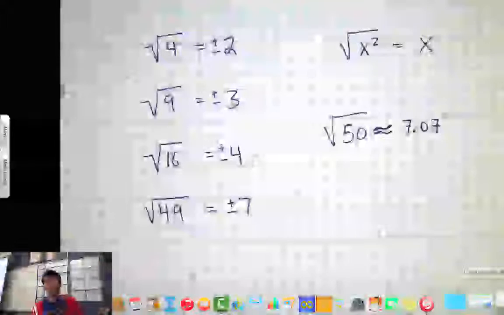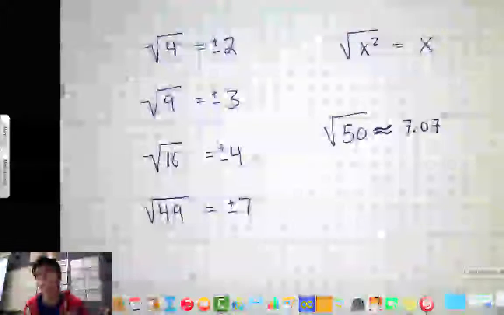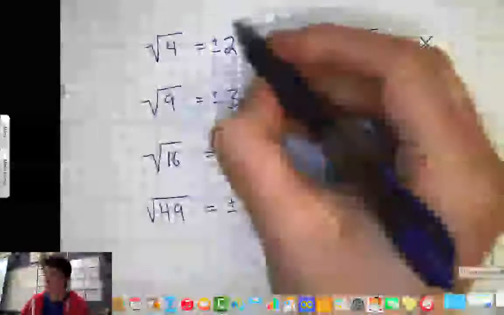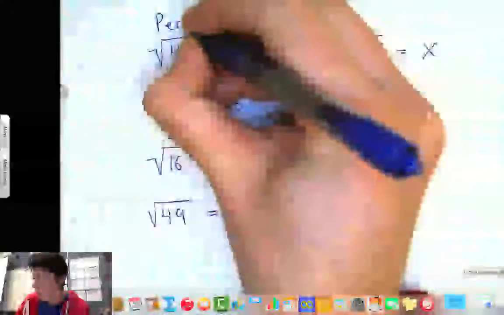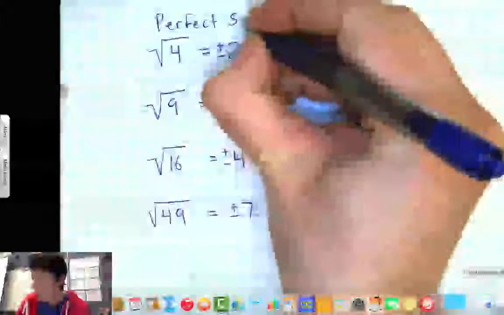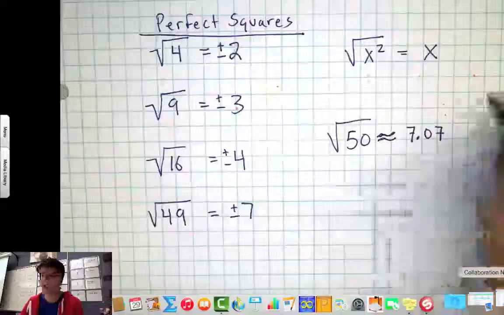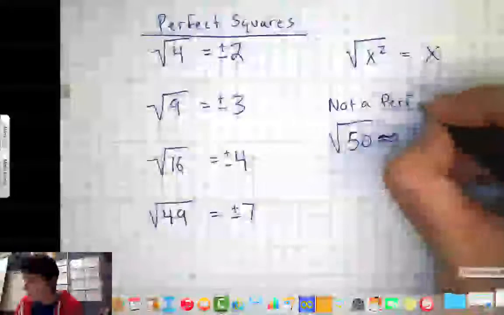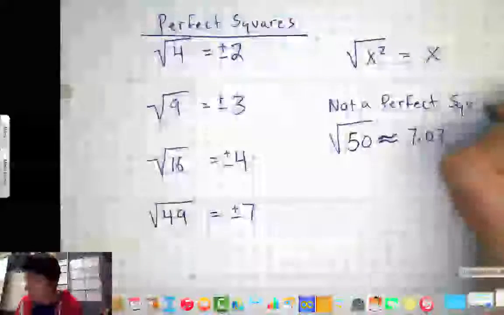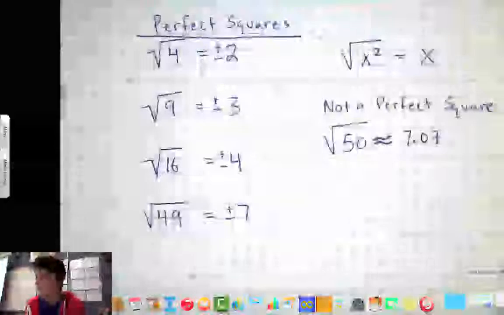So the square root feature on your calculator will definitely come into use when you don't have what's called a perfect square. These are perfect squares. They all come out to nice solid numbers. So these are what we call perfect squares. No decimals involved in these ones. This one is not a perfect square. It comes out to a decimal, so not a perfect square. And that's okay. Real life does not always have perfect numbers. So there are a lot of not perfect squares out there.